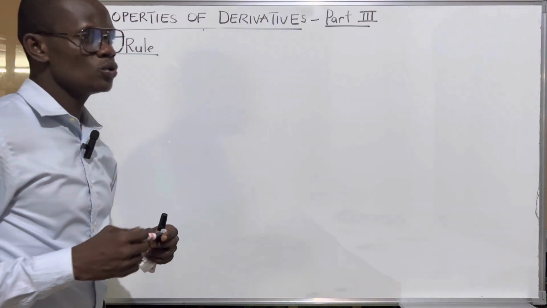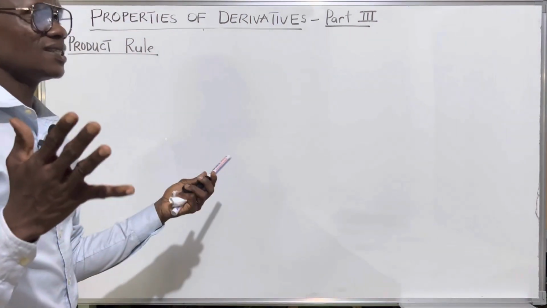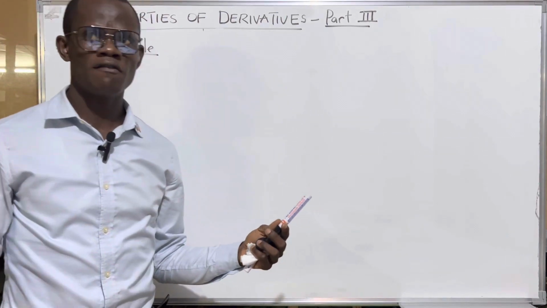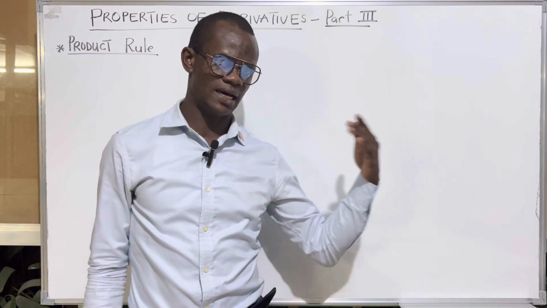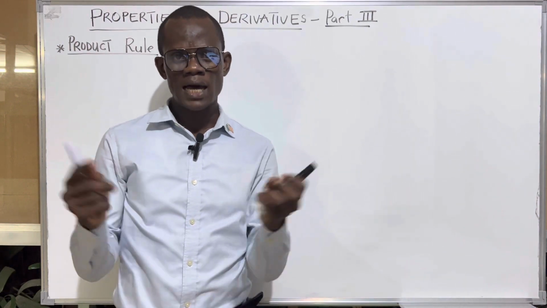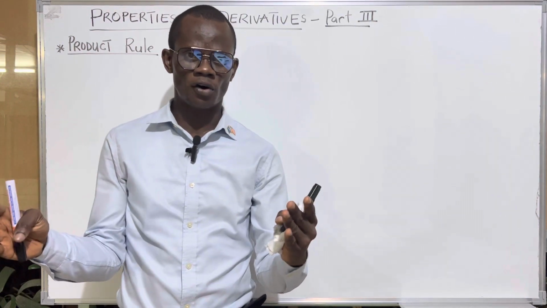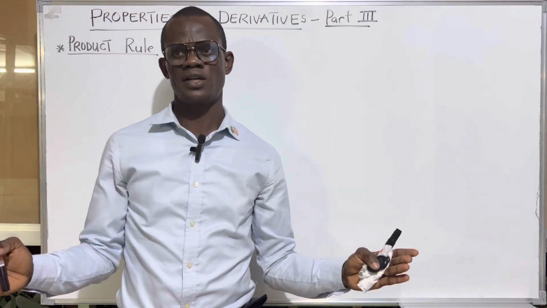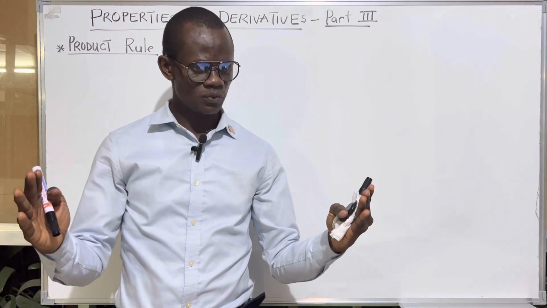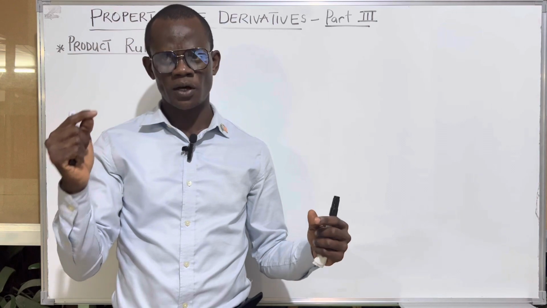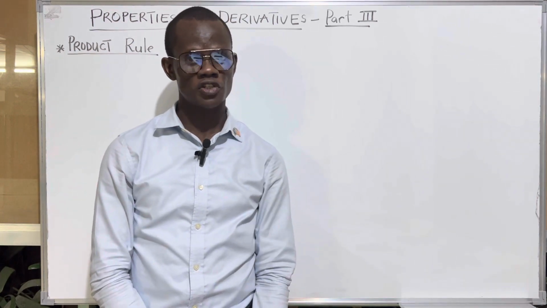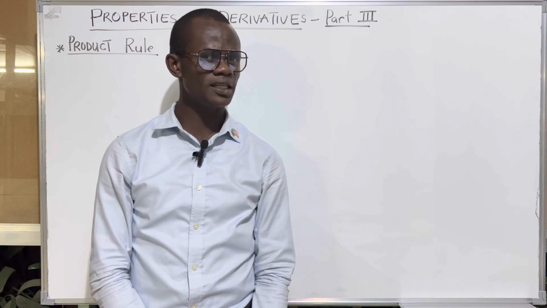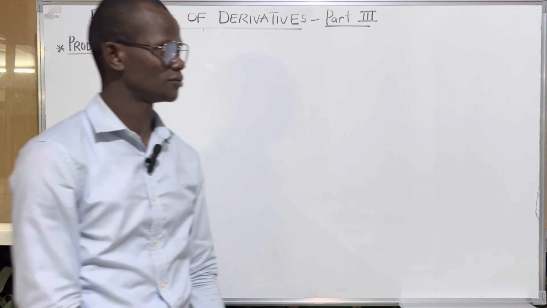So the product rule is just like saying you have one function being multiplied by another function. How do you then find the derivative of that function, which is written in terms of one function, but it is a product of two functions? Let's get started.